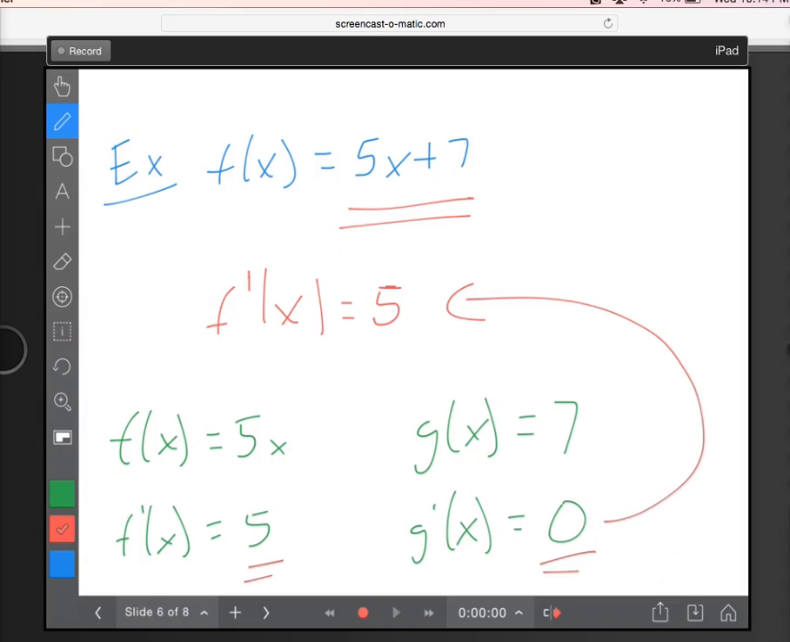So now I'd like for you to try to use this idea, that the derivative of a function is just the sum of all the derivatives of each of the individual parts of the function, in this next problem.